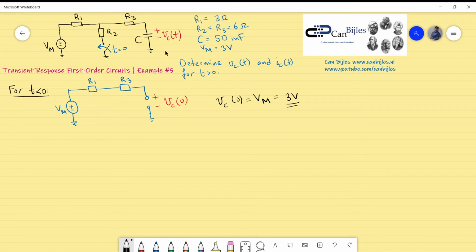Okay, that's very easy. Now for the next part, we would like to know what happens for time greater than 0. That means the switch will be closed, and in the meantime we'll again wait for a long time. That means the current through the capacitor again will be 0, but the voltage across the capacitor will be the voltage across R2, because there is no current flowing through R3. So the circuit we have for this condition and in steady state is the following.